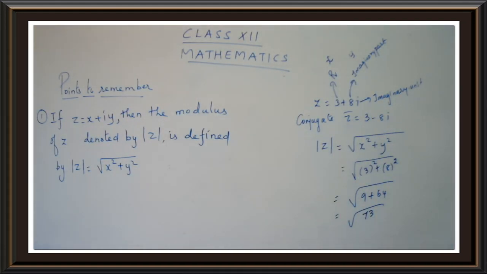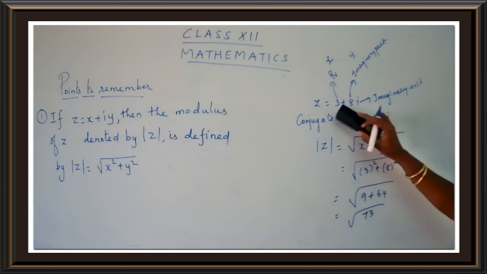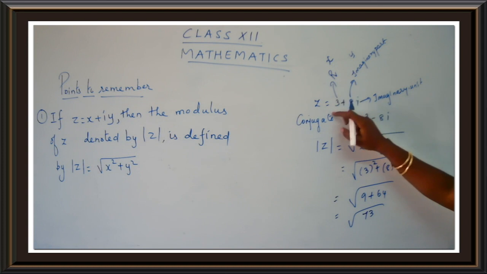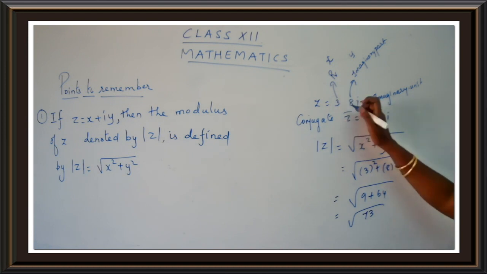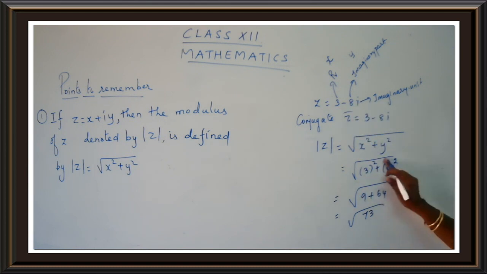So suppose you have a complex number, take the real part and take the imaginary part and you have to square. Suppose you are having minus instead of plus, means 3 square plus minus 8 square, that's all. Mostly the answer will remain the same because 3 square plus minus 8 the whole square, minus 8 into minus 8 is going to give you 64. So you get the answer as root 73. Clear children? Okay. Let's go for the next point.